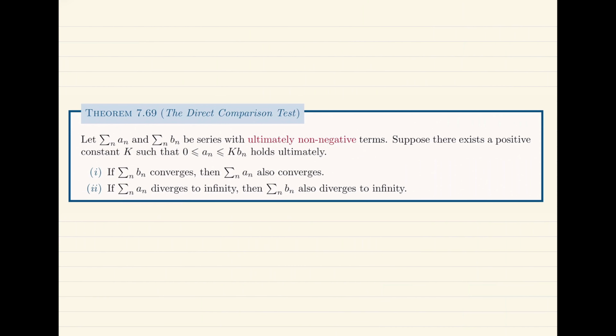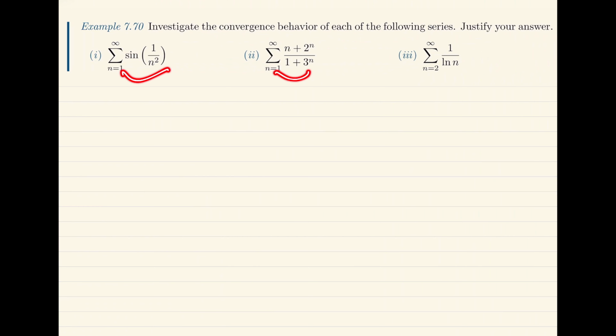Okay? And then last lesson we were able to solve the first part and the second part of this example. Today I want to talk about the last one. So the question is to investigate the convergence behavior of each of the following series and justify your answer. Here I want to see if this series converges or diverges, and I want to use the direct comparison test as I reminded you in the beginning of this video.